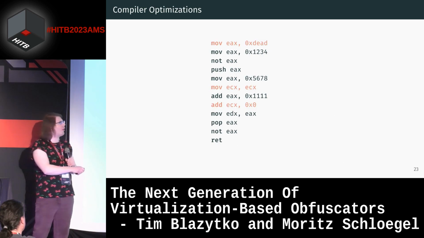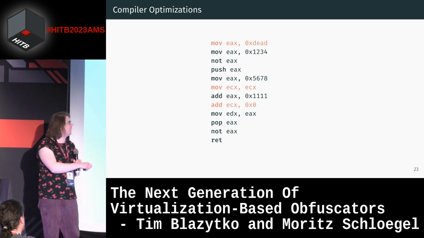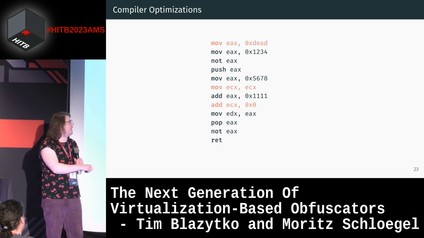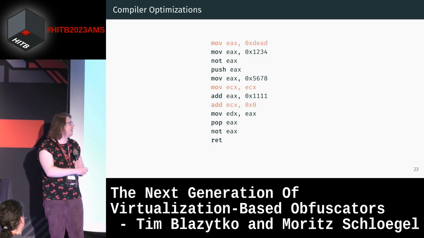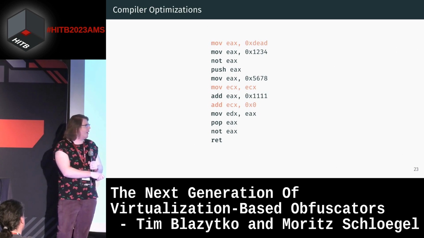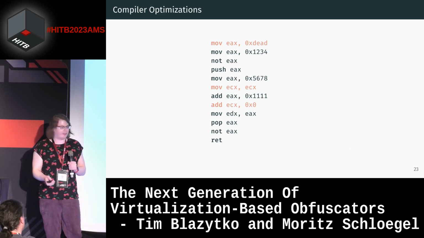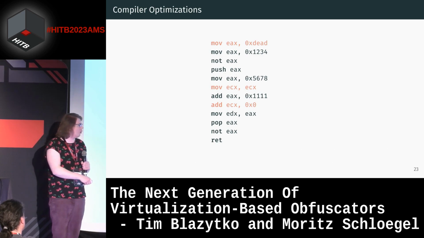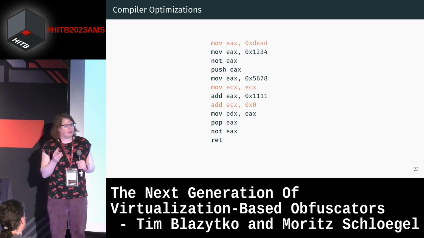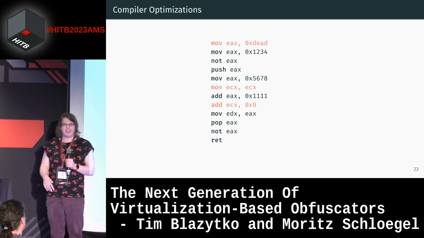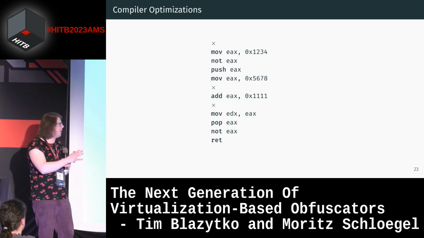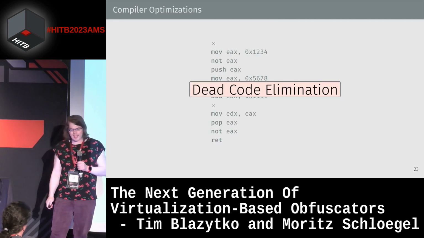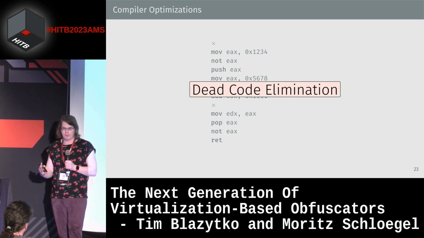Here, we move a constant into EAX. And then we overwrite EAX with another constant, making the first instruction useless. So this is dead code. Same as when we move a register into itself, which also doesn't make sense. And also we add 0 to something, which doesn't make much sense either. In other words, in these cases, we could just omit these instructions and the state wouldn't be affected anyway. This technique is known as dead code elimination.